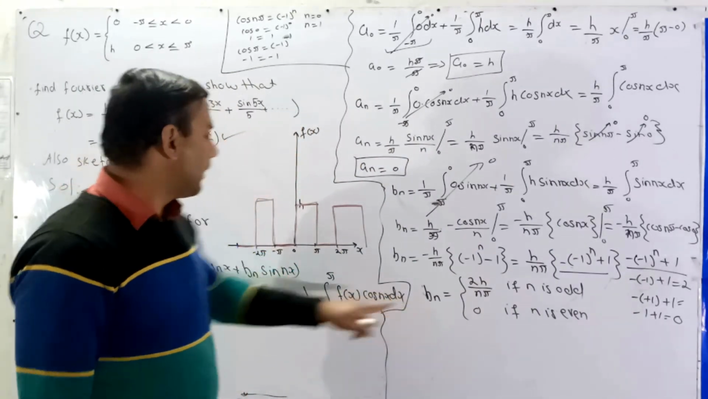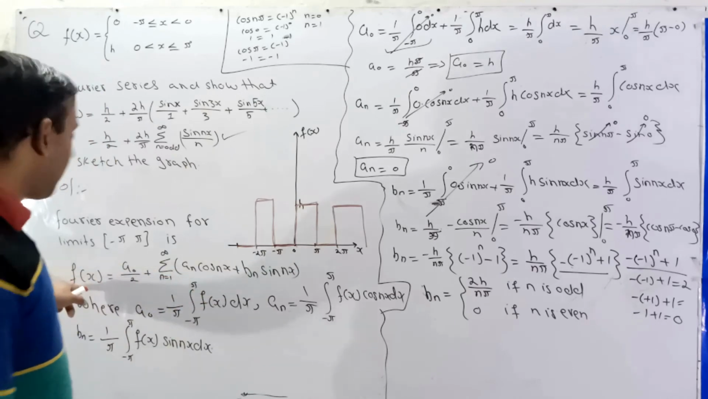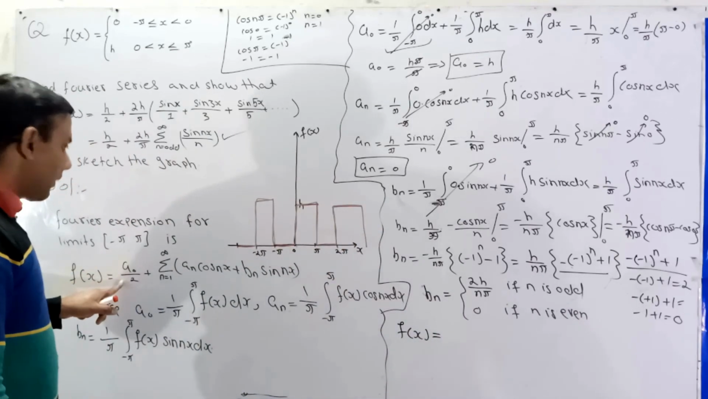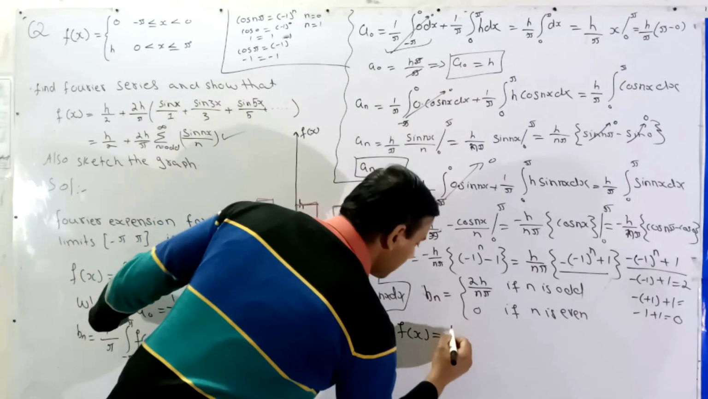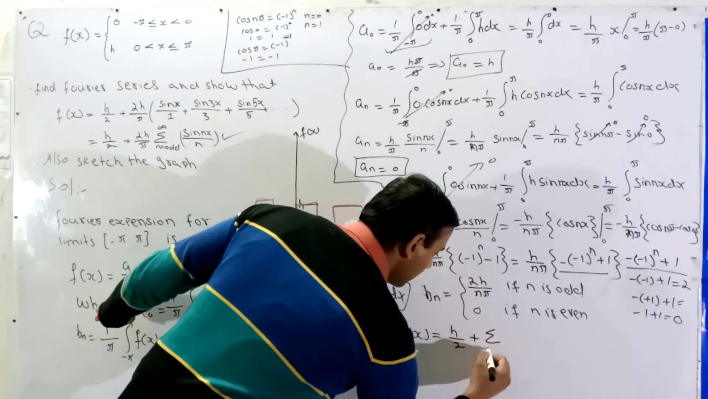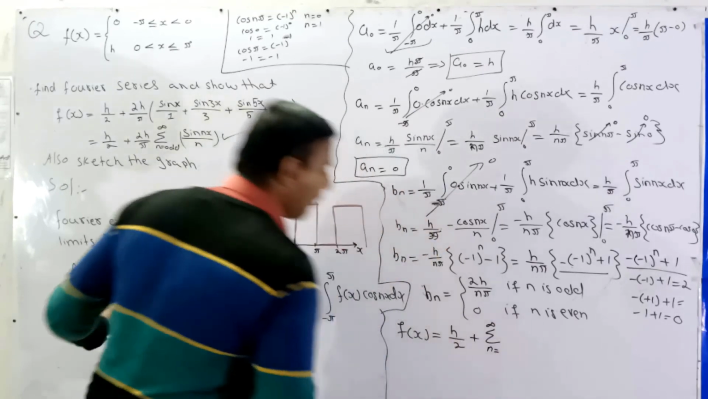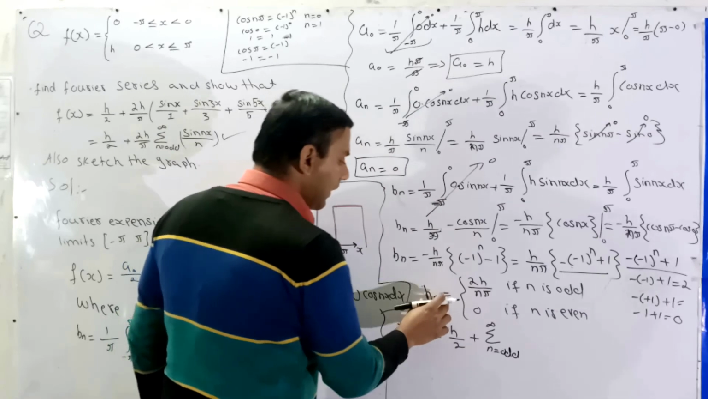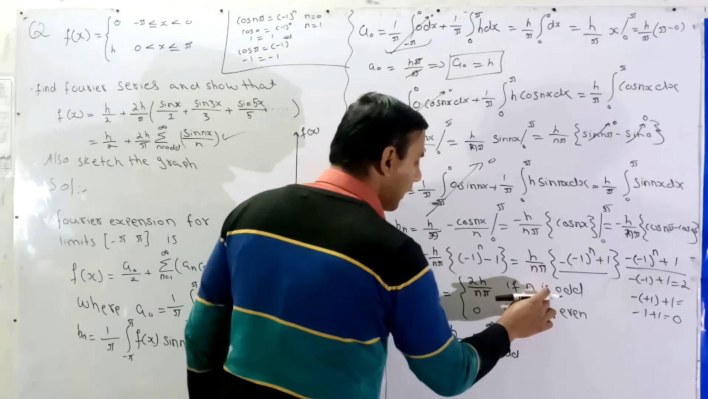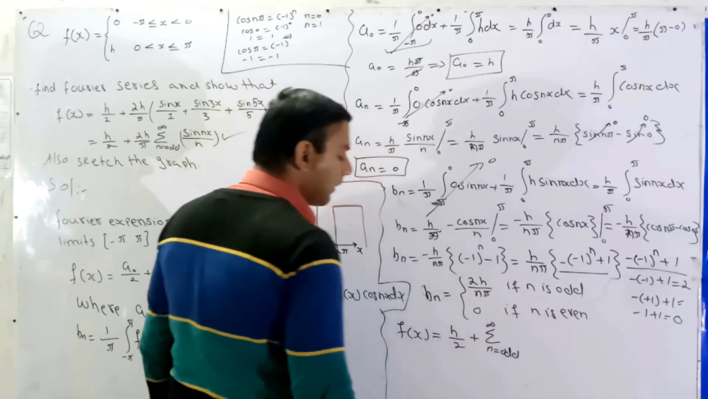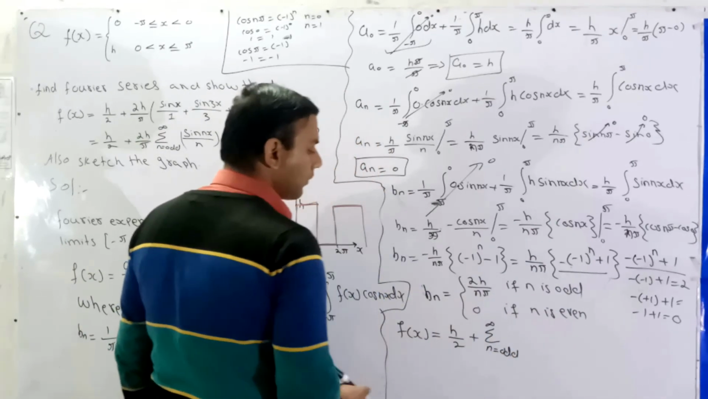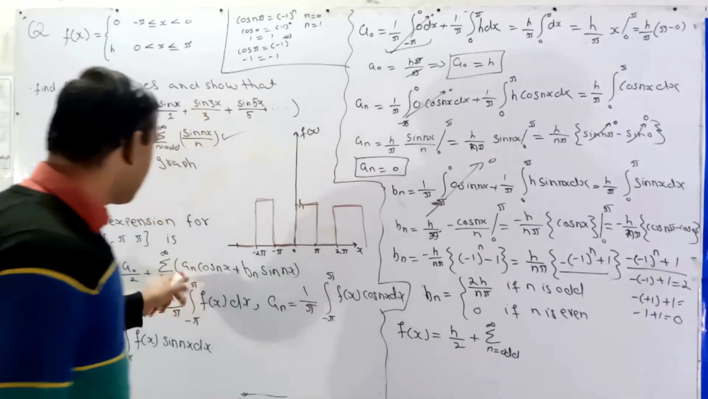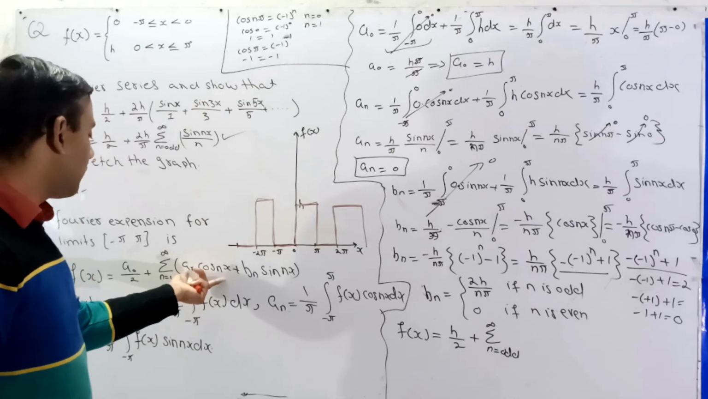Now put these values in the Fourier series here. F of x is equal to a naught by 2, and the value of a naught is h by 2, plus summation n is equal to odd, because bn gives a finite, non-zero value when n is odd, and gives 0 value when n is even. So we will use here only odd values. And an, the value of an is already 0. That's why this whole term will become 0.